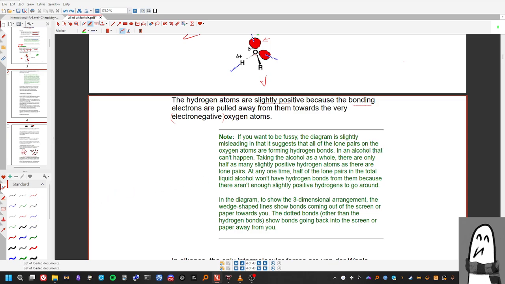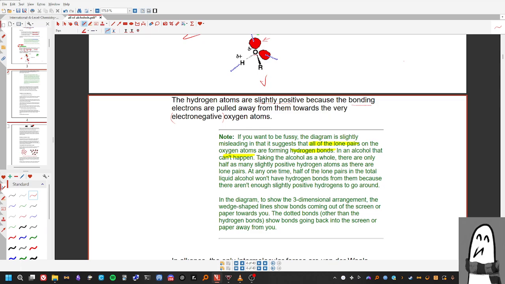let's switch highlighter colors to yellow. I prefer that. So in alcohol, all lone pairs do not form hydrogen bonds, okay? That is because if you take the alcohol as a whole, there are only half as many slightly positive hydrogen atoms as there are lone pairs. At any one time, half of the lone pairs.